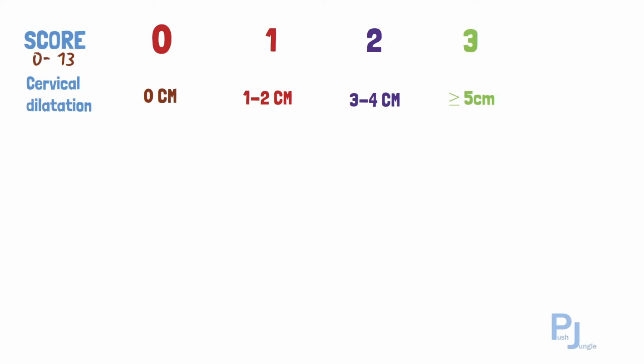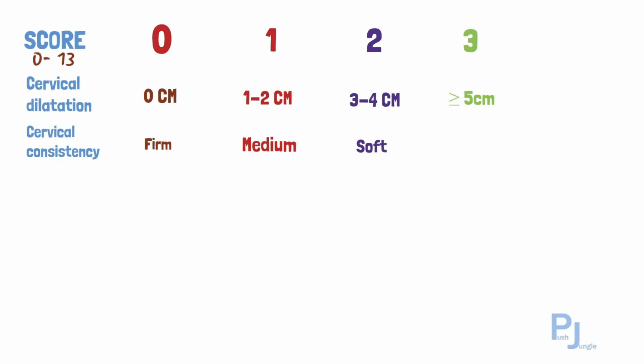Then the next parameter is cervical consistency. So this is graded from 0 to 2. So if the cervix is firm, it's given a score of 0. If the cervix is medium in consistency, it's given a score of 1. While if the cervix is soft, it is given a score of 2.